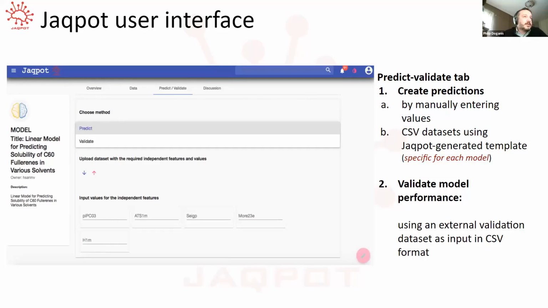The other option is validation, the validate option that we see here, and one can use an external validation dataset as input in CSV format. Of course, you understand that when something is available in that way and you can enter the data easily, it is possible to do the validation of a model.